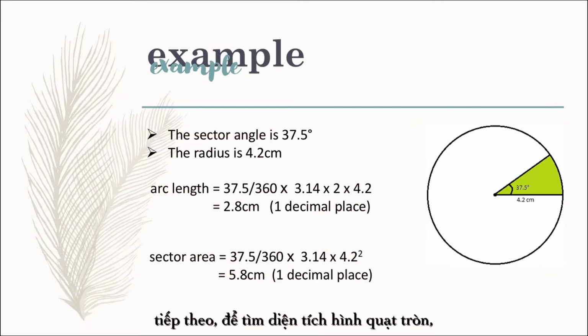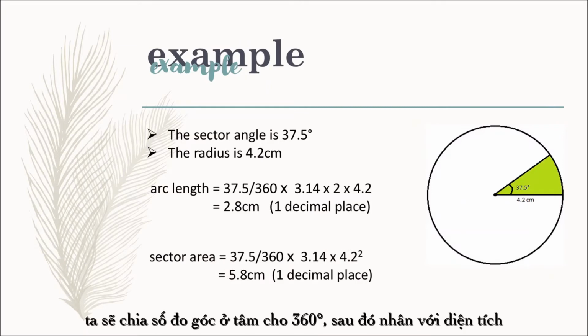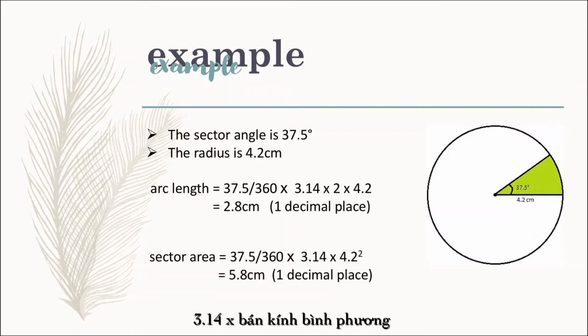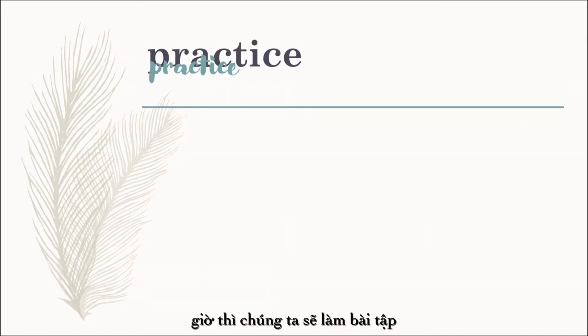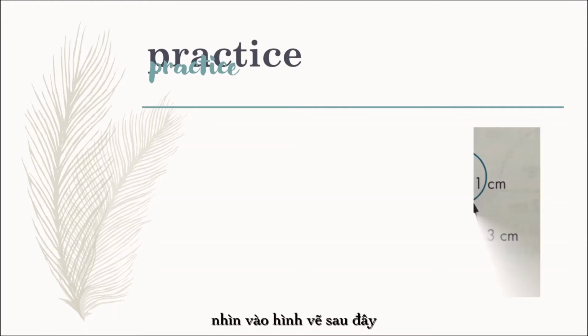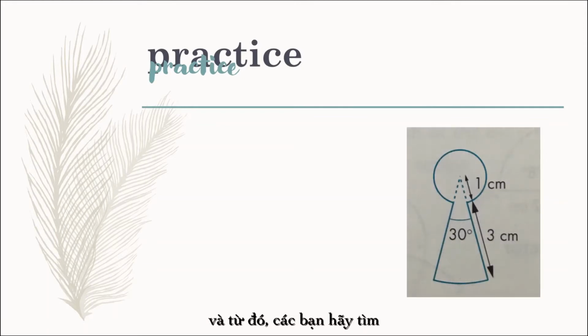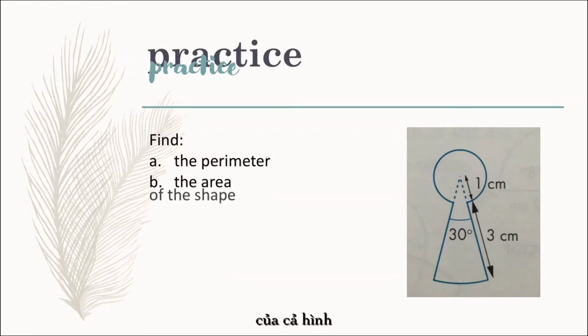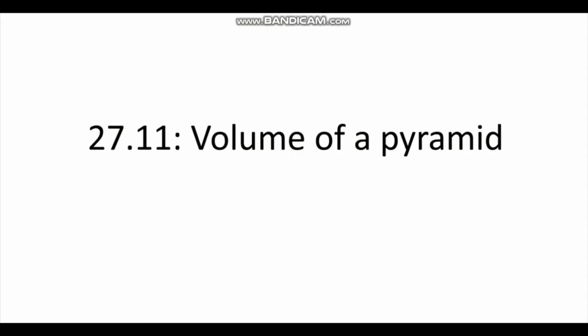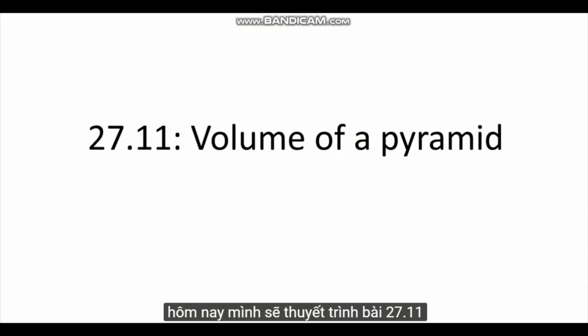Then to find the sector area, you would divide the sector angle by 360, then multiply it by the circle area of pi r squared. Now let's do a practice together. Here I have a diagram, and from this diagram, can you help me find the perimeter and the area of the shape?